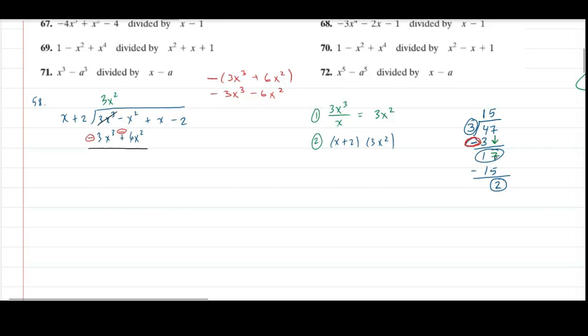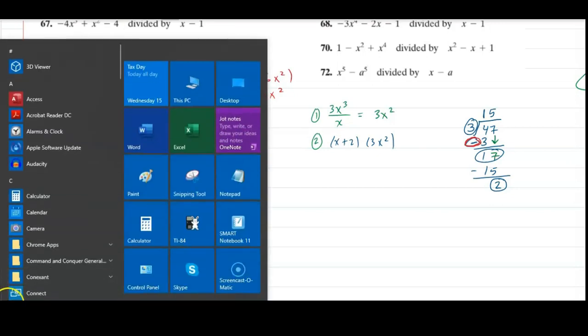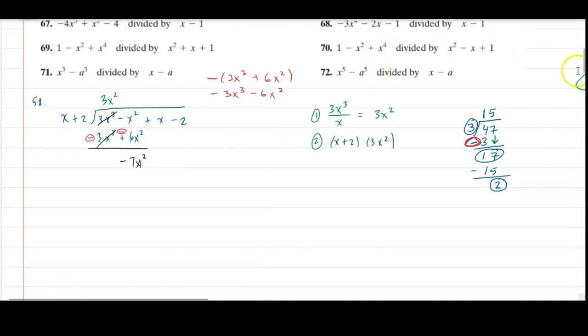The 3x cubes will cancel out. Negative x squared minus 6x squared gives you negative 7x squared, and the rest of that question, everything else that is there, is actually just going to get carried down, right? Like that. So when you carry it down, you end up with negative 7x squared plus x minus 2.